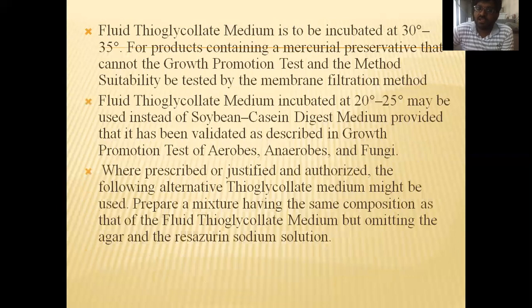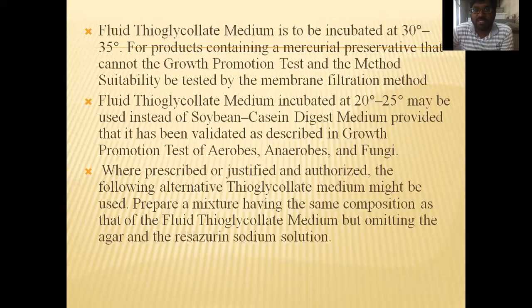Fluid thioglycolate medium is to be incubated at 30 to 35 degrees Celsius. For products containing a mercurial preservative that cannot be tested by the membrane filtration method, the growth promotion test and the method suitability test apply. Fluid thioglycolate medium incubated at 20 to 25 degrees Celsius may be used instead of soybean casein digest medium, provided that it has been validated as described in the growth promotion test of aerobes, anaerobes, and fungi. Growth promotion test I will talk about later, where prescribed or justified and authorized, the following alternative applies.